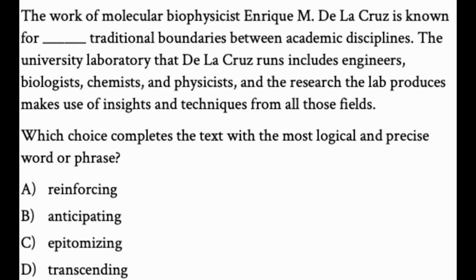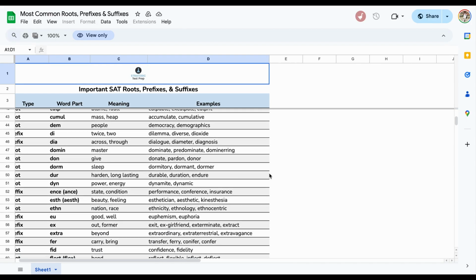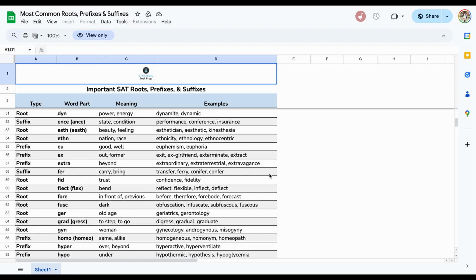Like many people, I found the vocabulary questions to be the most difficult on the SAT. Here's how to get them correct every time. 1. Study the prefixes and suffixes chart that I've linked in the description below. There are 143 that you have to know.